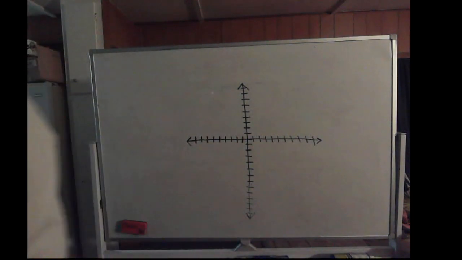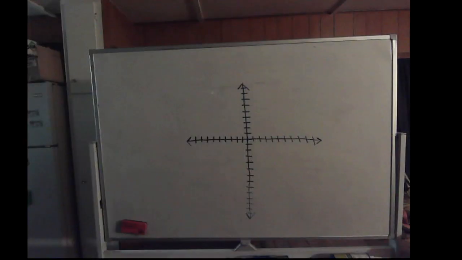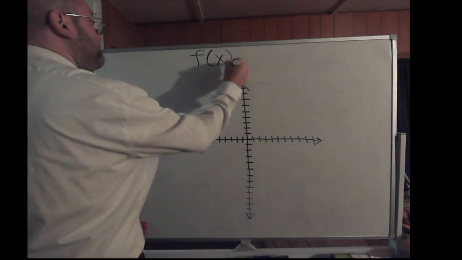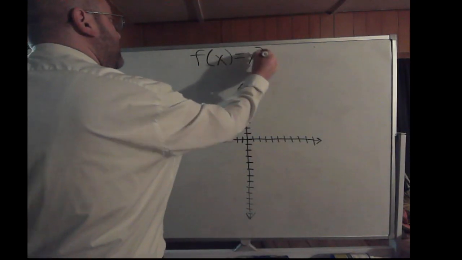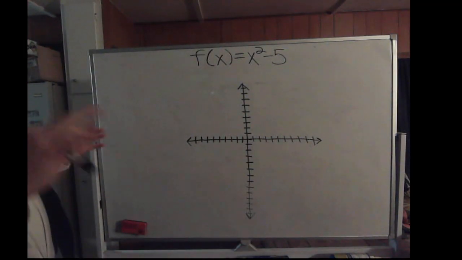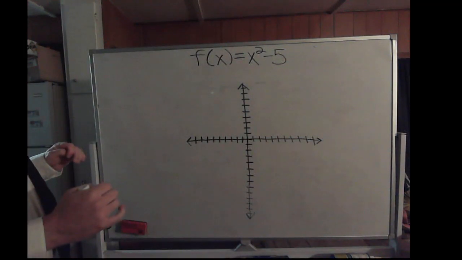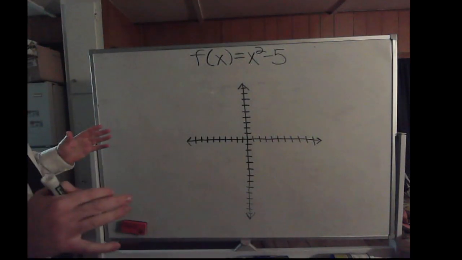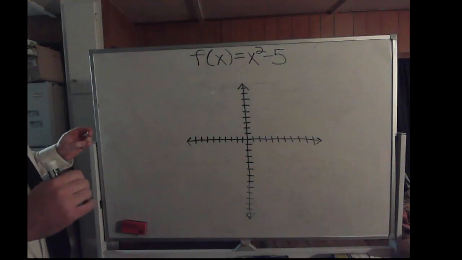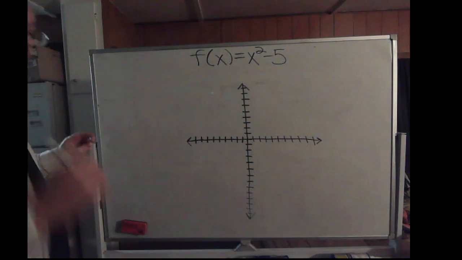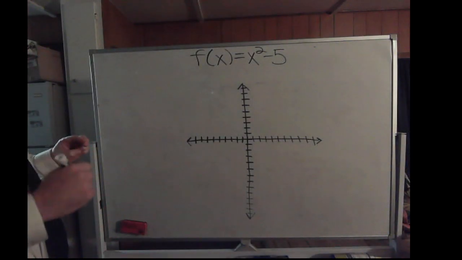Alright, what is the first example? Let's say you have f of x equals x squared minus 5. So you have f of x equals x squared minus 5. Well, first thing you want to do with a quadratic function is find the vertex. Always find the vertex.